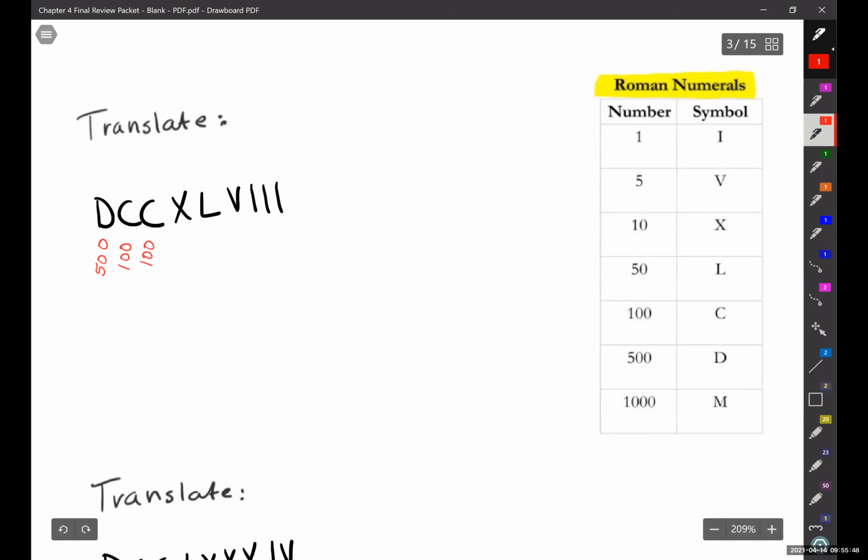100, we're in order so far. Okay, now X represents 10. L represents 50. So I might highlight this to remind myself, this is out of order. So we actually need to take the 10 away from the 50, right? Continuing that idea, the V is 5, 1, 1, 1. Everything else is in order. So in my mind, I'm just going to say this is 50 minus 10, which is 40. So I'm going to add these together. 500 plus 100 is 700. 40 plus 5 plus 1, 1, 1 is, I believe, 48. So do y'all agree with 748 as our answer there? Good.